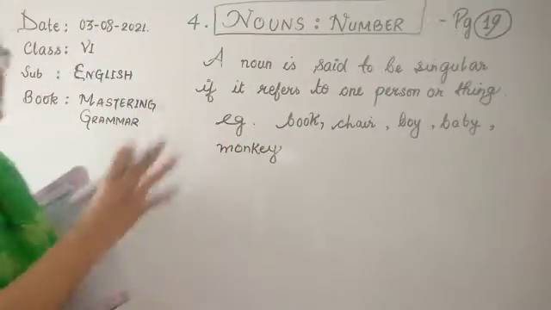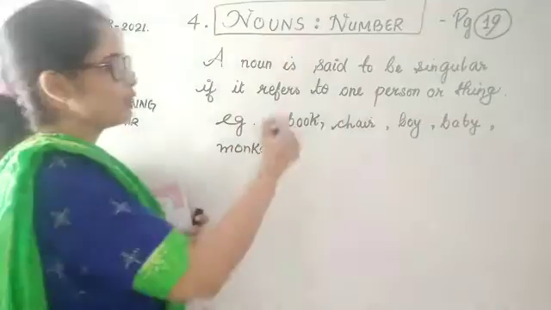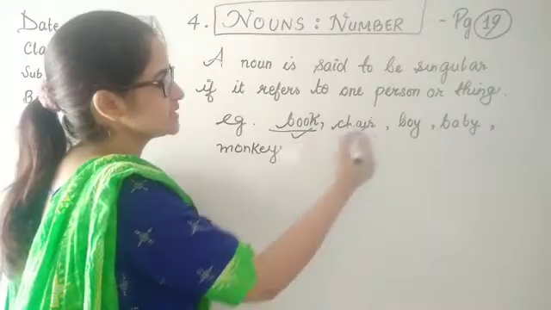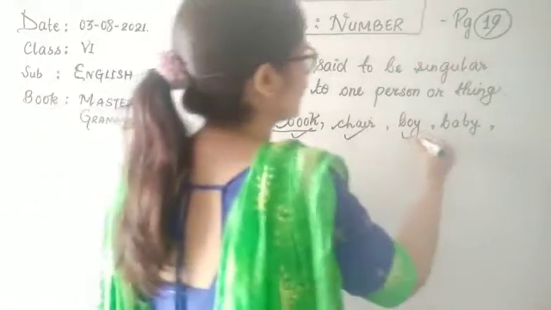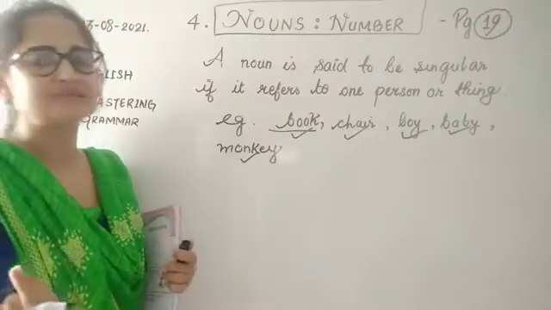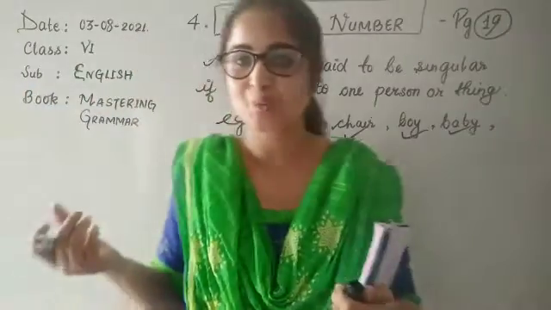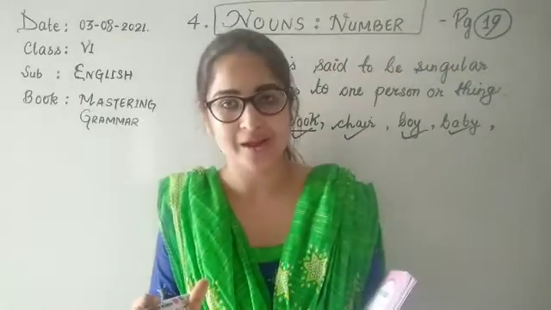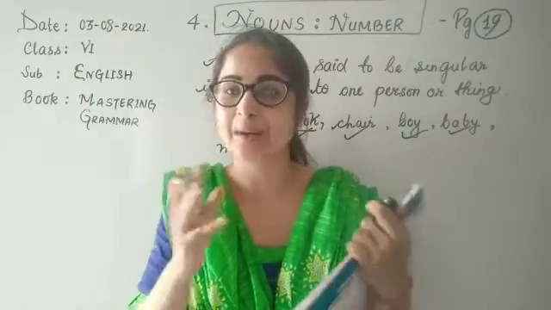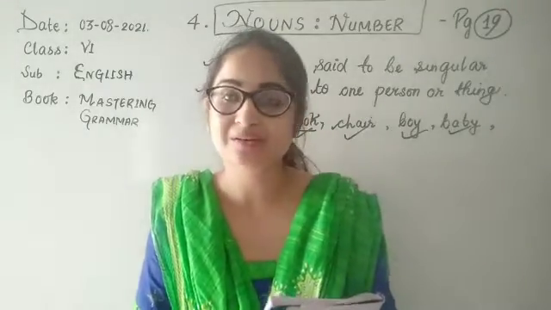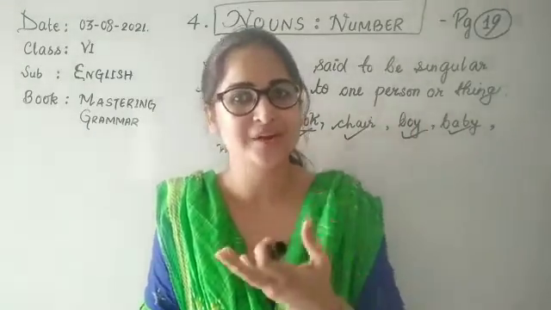See children, these nouns are telling us that they are single in quantity. That means by number they are singular, they are one only. So obviously you can understand that we are going to talk about countable nouns only. For the uncountable nouns, we don't have any plural form, we use them in singular only. So all the uncountable nouns are already singular, okay?